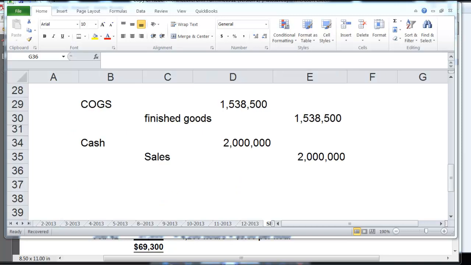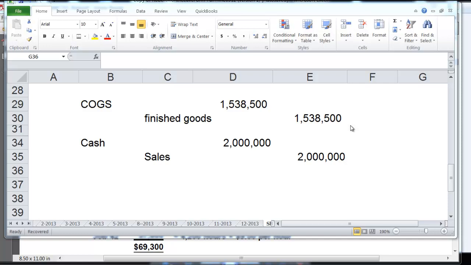Let's also assume here that we sold $2 million worth of these two jobs. So let's say we charged $2 million for them. And hopefully it cost us less to make it than what we're charging the people for. So we're having some profit there. That's the goal of most businesses, isn't it?